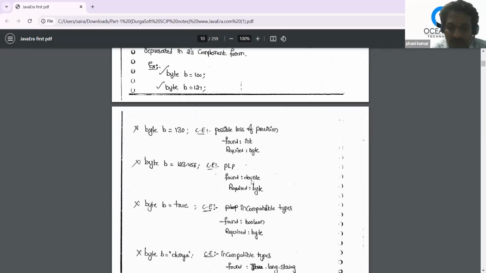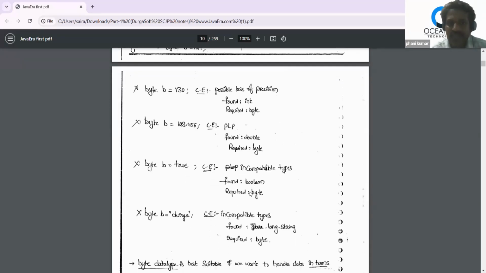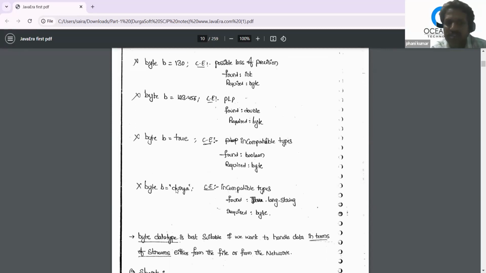In such a manner it raises the error called incompatible types. So this time, the system generates an error called incompatible types. It simply says found Boolean and required byte. And the fourth syntax, clearly observe, byte b equal to some string. This is byte type and this is string type. We are assigning string type to byte type.